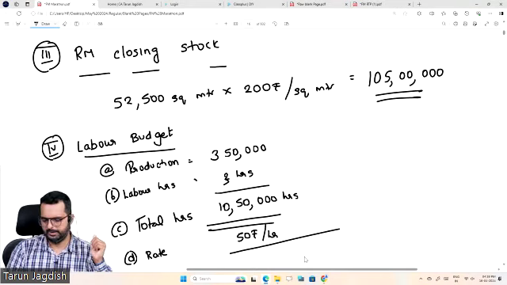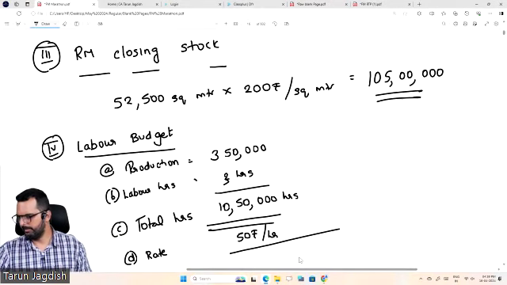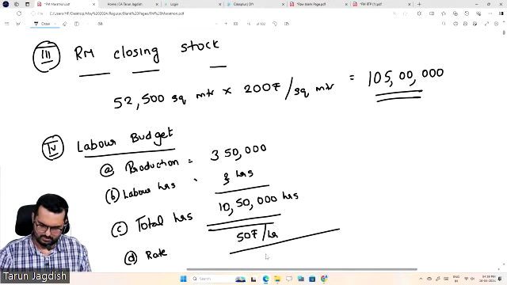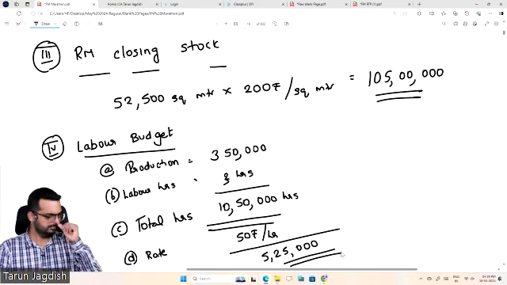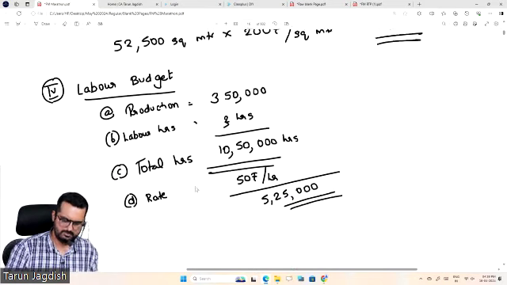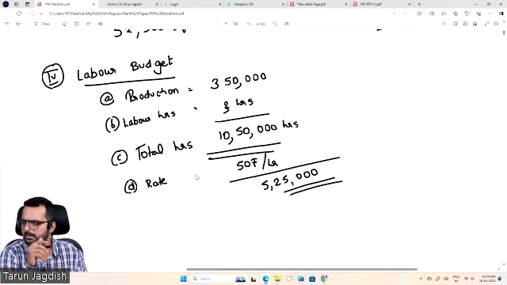From this, can I find out my total labor cost? How much will be my total labor cost? Do you get the answer as 5 crore 25 lakhs? Five crore 25 lakhs. Everybody done writing this in your books now? Okay, so we got the labor budget also.